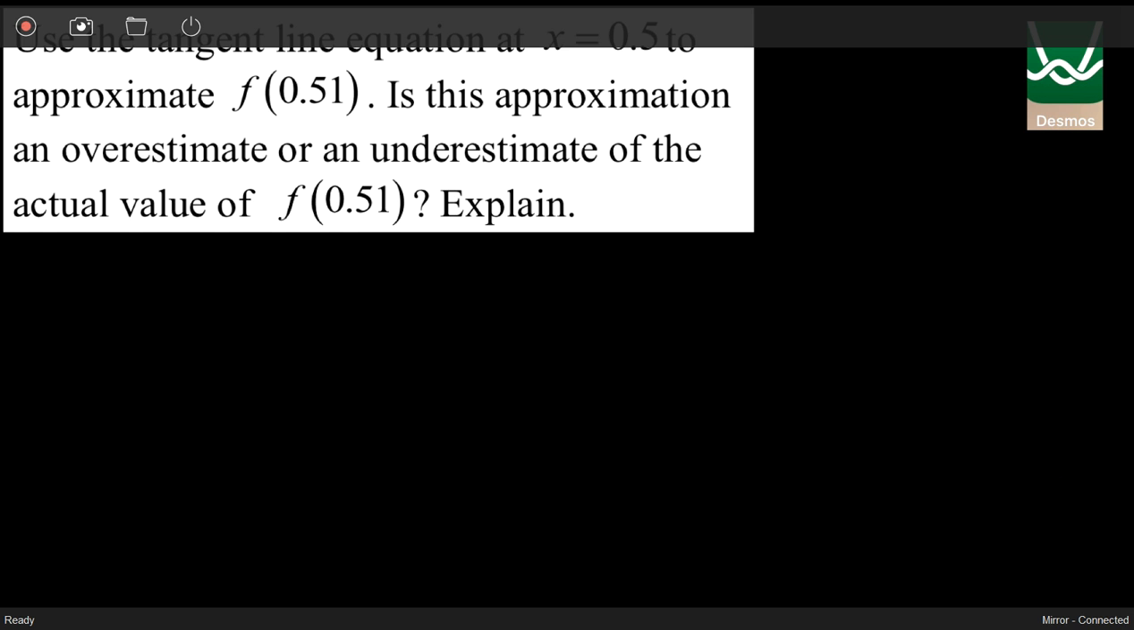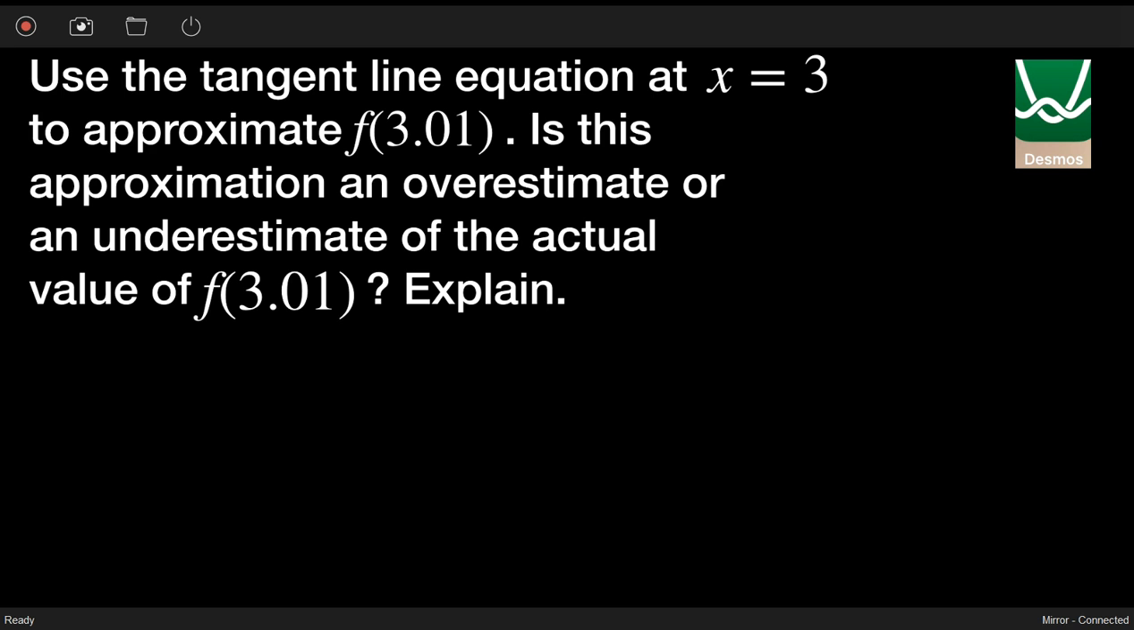All right, so let's take a look at one more example here. We're going to use the tangent line at x equals 3. So we're going to use the same function, but we're using it at a different point on the graph. We're going to use a tangent line at x equals 3 to approximate f of 3.01. And once again, I am using a point that is real close to my point of tangency, which means it should give me a pretty accurate approximation of the actual value.